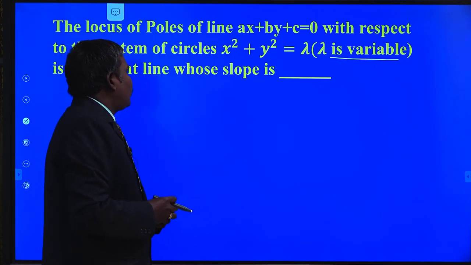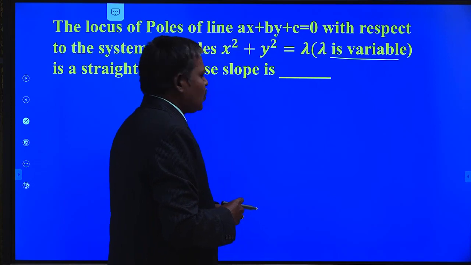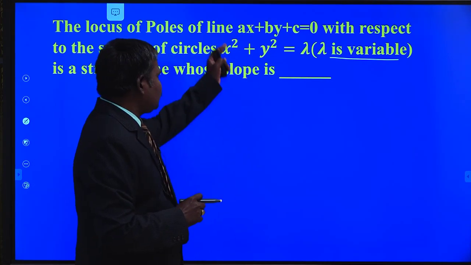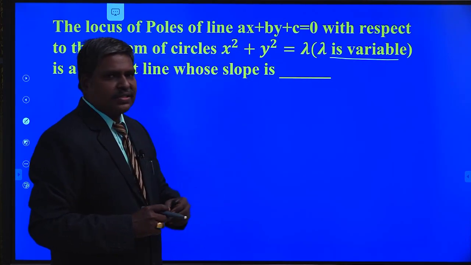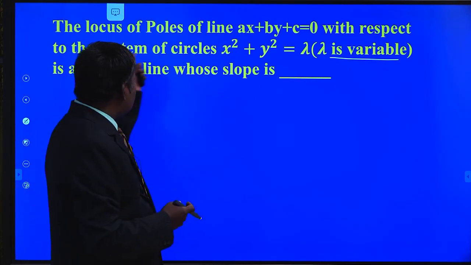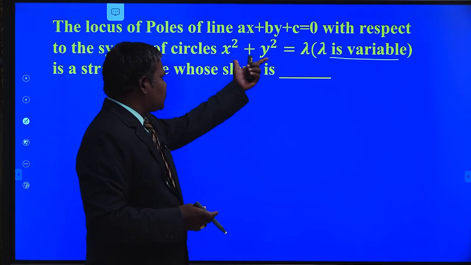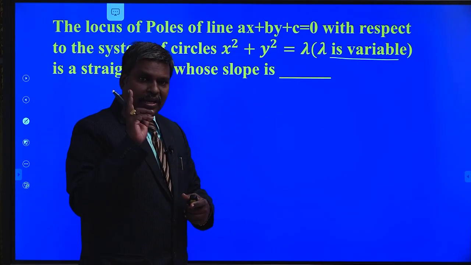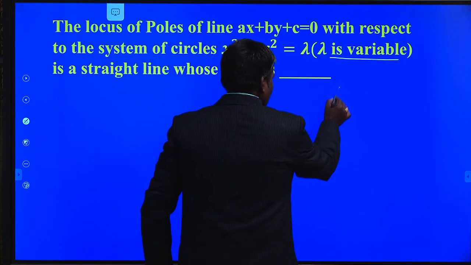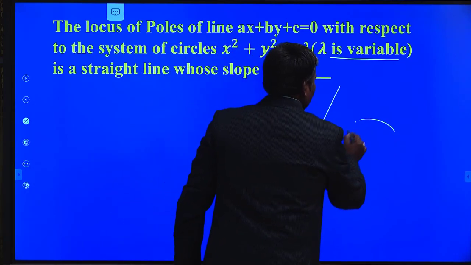The locus of poles of a line with respect to the system of circles. Why are the poles varying? The line is unique, that is ax + by + c = 0. For a single line there exists a single pole. Why are they talking about many poles? Because here λ is variable, that is why the circles are varying. The line is unique, but the circles are varying by changing the value of λ.